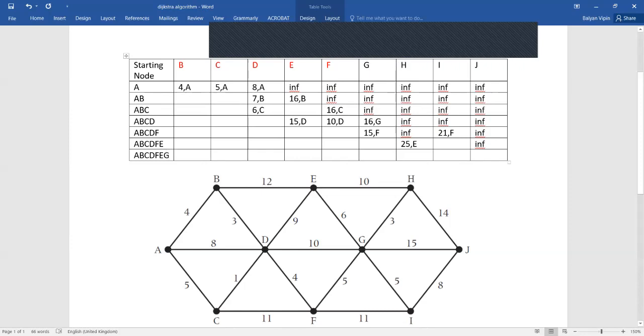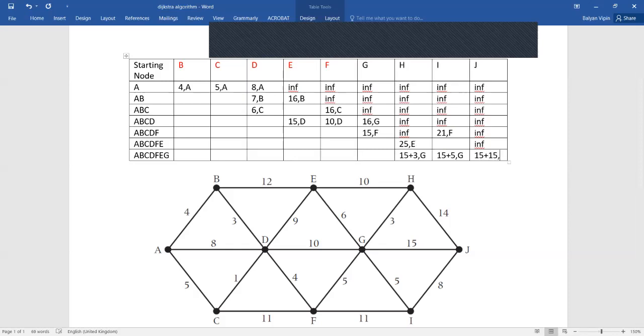The cost to reach H is 3. And what is the cost to reach G? The cost to reach G is 15. So it's 15 plus 3 and it's through G. G to I, the cost is 5. And what is the cost to reach this G? It's 15. So it's 15 plus 5, comma, G. Cost to reach J, it's 15 plus 15 and through G.